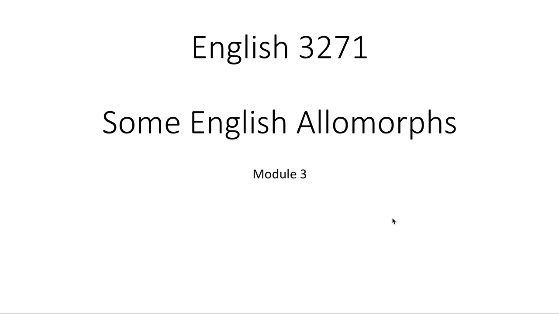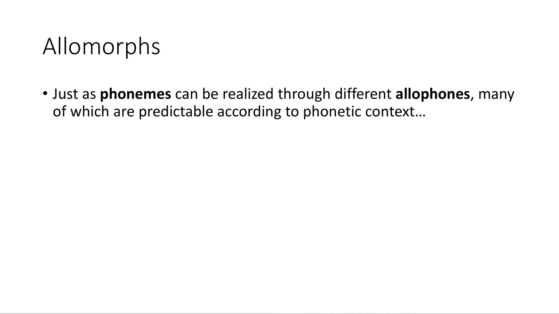This video is going to give you some very clear examples of English allomorphs. You should already have watched the Ling Space and the other video about allomorphy, so I will first give a brief review of that concept. We talked in the phonology unit about how phonemes can be realized through different allophones, and those allophones are different phonetic articulations of the same phoneme.